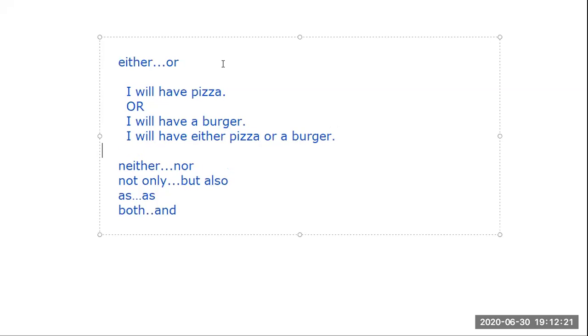Now, either or, we'll mainly use it with things, but we can use it with pronouns, for example. So with nouns, Pete or John will buy the soda. Okay, so there's a choice. You don't know which, but two people.